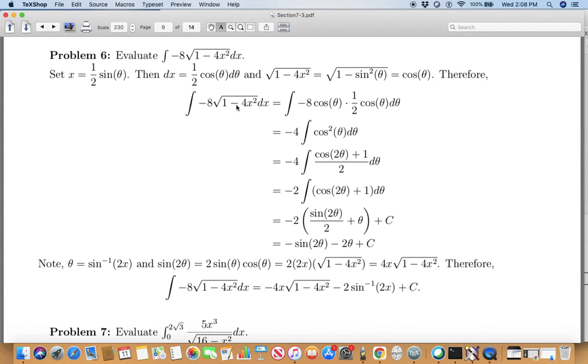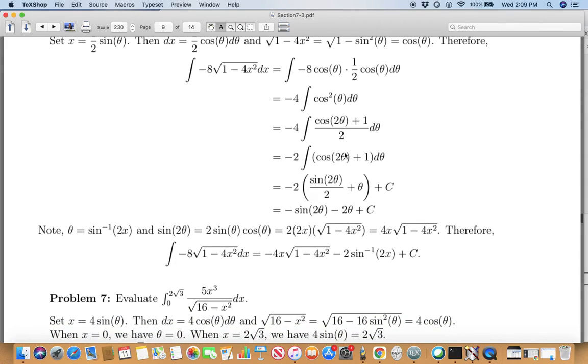So our integration now is negative 8, all of this is cosine theta, dx itself is half cosine theta d theta. So half and 8 resolve to give you 4, negative 4 integral cosine squared d theta. Cosine to the second power is nothing but (cosine 2 theta plus 1) over 2. This is something we learned in our previous section. Now this 2 reduces that 4. Cosine 2 theta plus 1, integral of it.